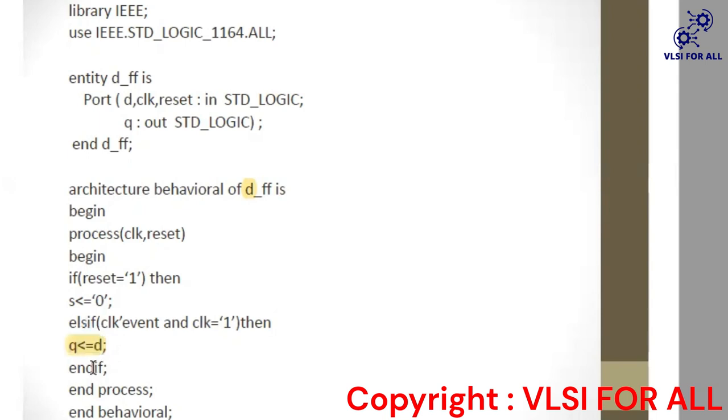And we will end the if statement, then end the process statement, and end the behavioral statement. So like this, we can write the code of the D flip-flop. Next part.